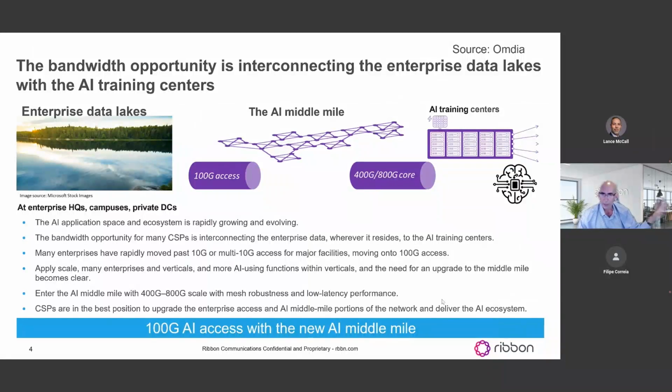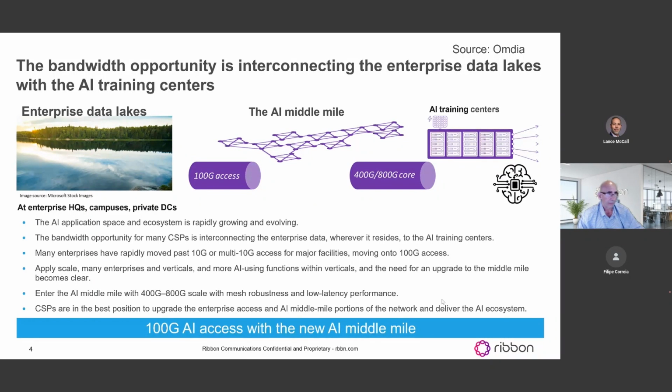And I really like another chart from Omdia. The term they use is the AI middle mile. It's that interconnect point to connect those data lakes to those AI training centers. And there's two aspects to it. There's AI access, which is likely going to be 100 gig port speed to get you to an aggregation point. And then what we're seeing is 400 gig to 800 gig to connect the middle mile into the core and to take us to those training centers.